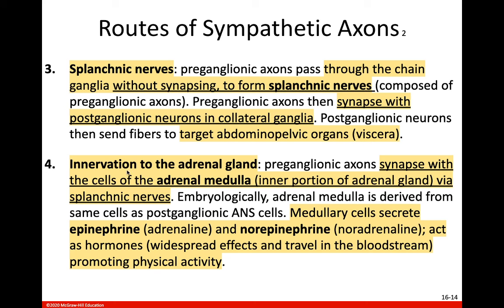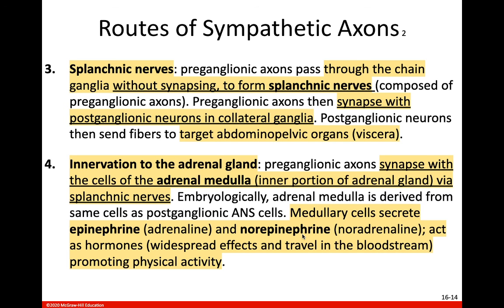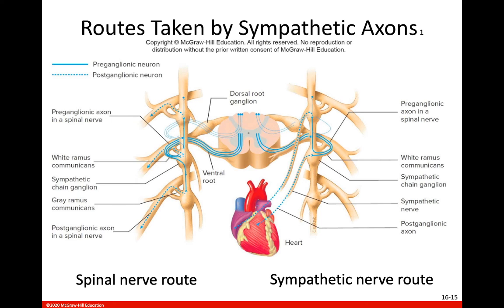Okay, the last one is innervation of the adrenal medulla. So here, the preganglionic axons synapse with the cells of the adrenal medulla, which is the center portion of the adrenal gland on top of your kidney. And this stimulates that adrenal medulla to produce epinephrine and norepinephrine, which will be released into the bloodstream and act as hormones. They'll travel through the bloodstream, all through the body, and have widespread effects all throughout the body.